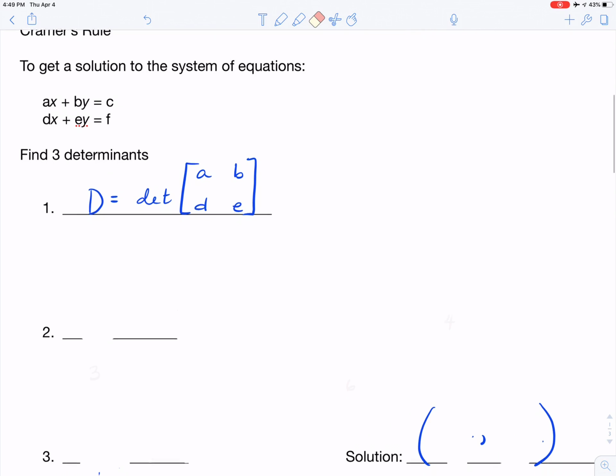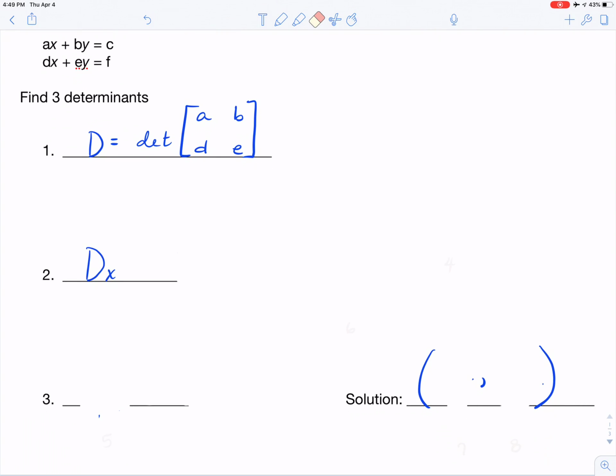The second determinant that we're going to find is what we call D sub x. And D sub x is where I take out the x pieces of the coefficient and I replace them with the constants. So notice I left the y pieces alone, but I replaced the x pieces with my constants.